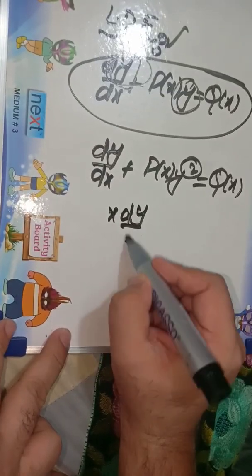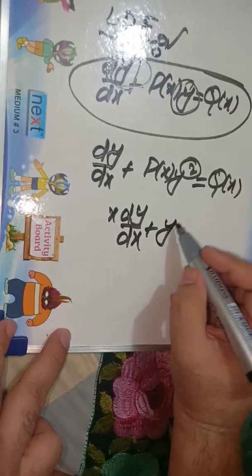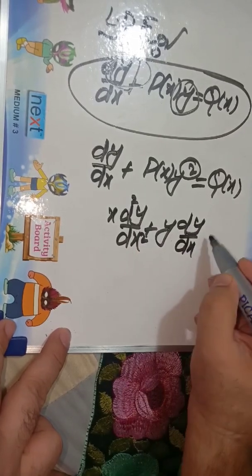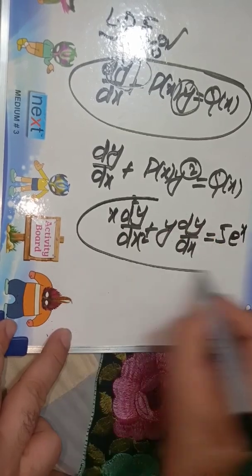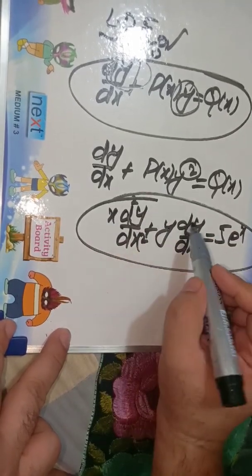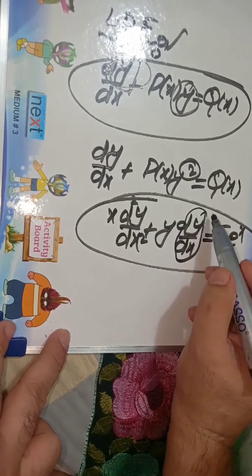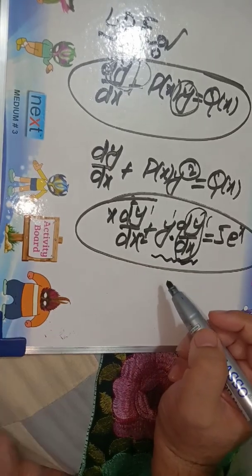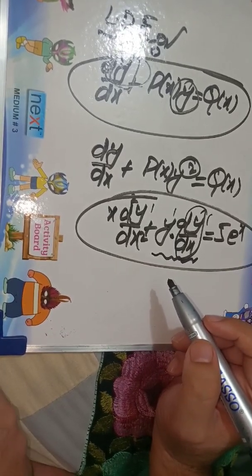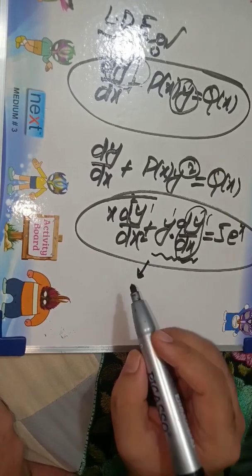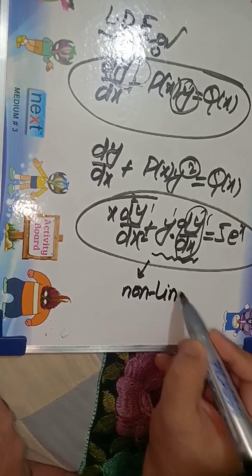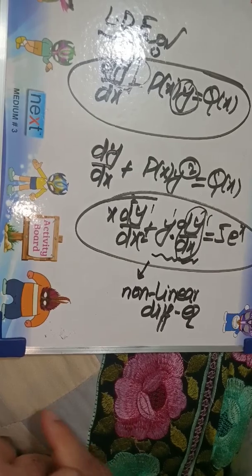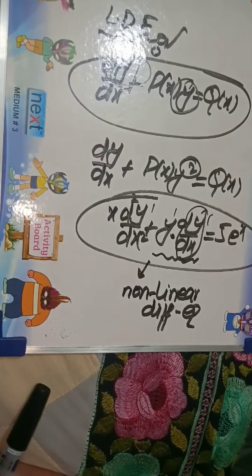Even if I write the differential equation like this, y times d square y by dx square plus y dy by dx is equal to 5 e power x. In this differential equation, even though this is a first order derivative, the power of y is 1, the power of y is 1, the power of y is 1, but if we multiply this term, the power becomes 2, so it is not a linear differential equation. Y power is 2 here, so it is a non-linear differential equation. So this is the definition of linear and non-linear differential equation.